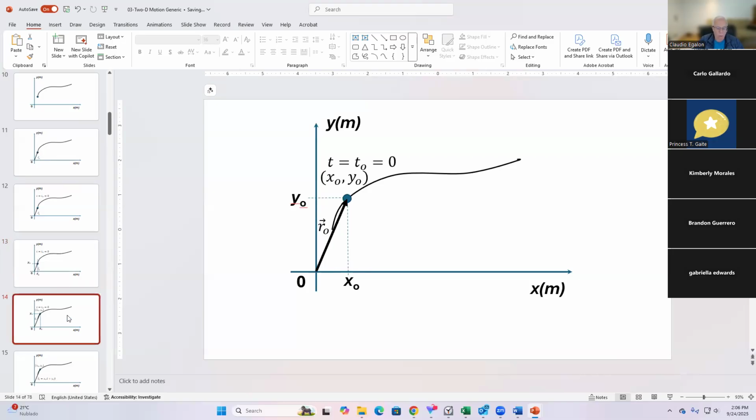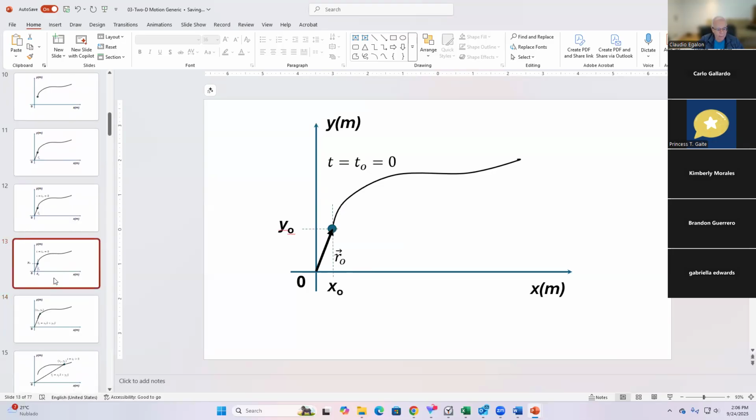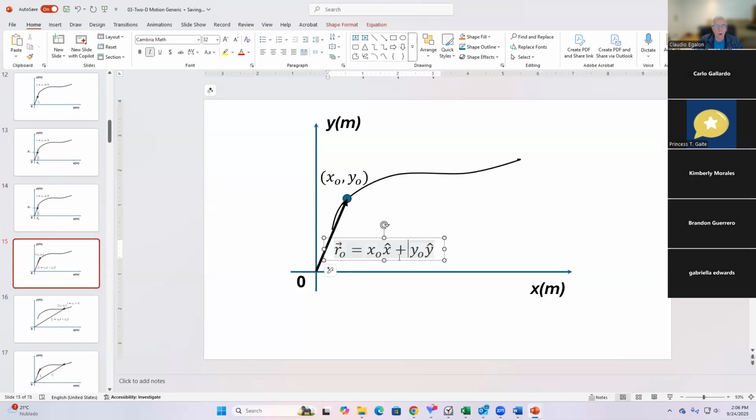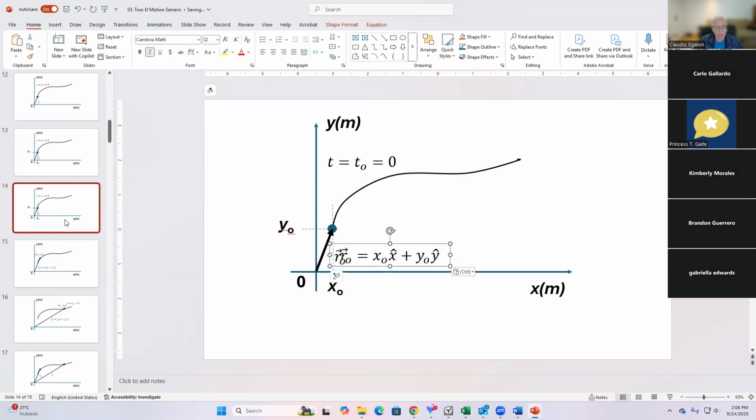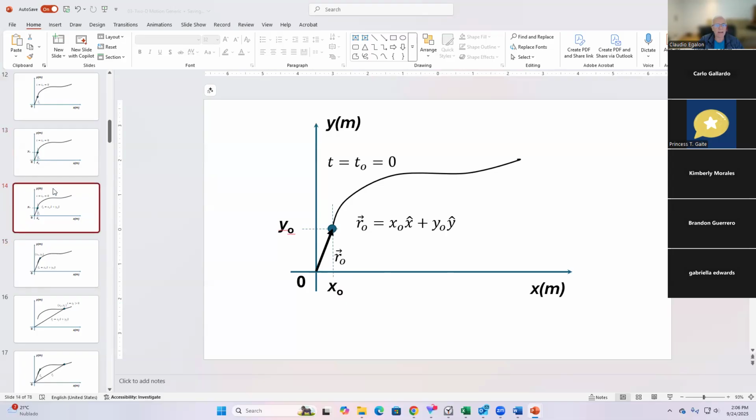I don't need that anymore. And here we go. What else can we do? We can denote this initial vector position by this notation that you see right in here. R naught is equal to x naught x hat plus y naught y hat. Okay?